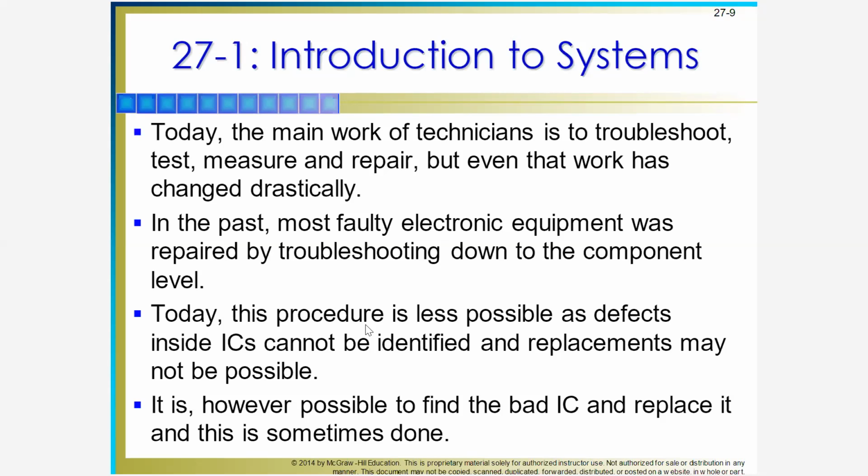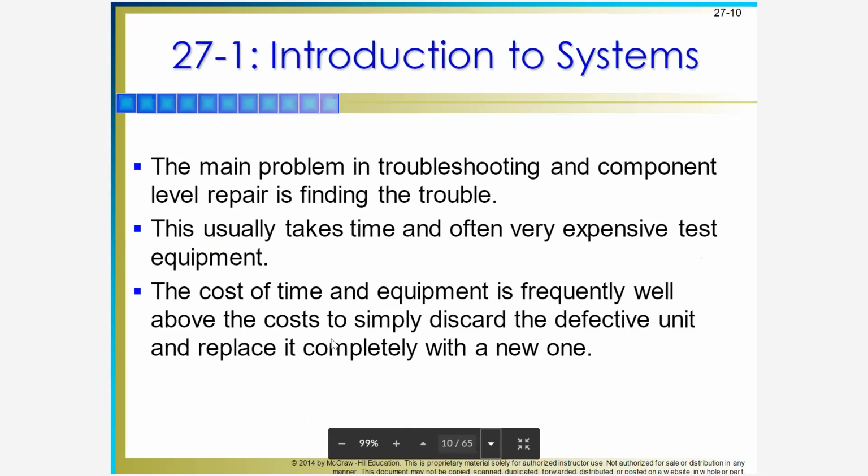Next, we have, it is, however, possible to find the bad IC and replace it, and this is sometimes done. Okay, some technicians already do this, and if they find a bad IC, they replace it. Okay. Next, we have, the main problem in troubleshooting and component level repair is finding the trouble. Okay, as a technician, this is the number one problem. If you do not find the trouble or the problem, it will be hard for you to repair electronic equipment.